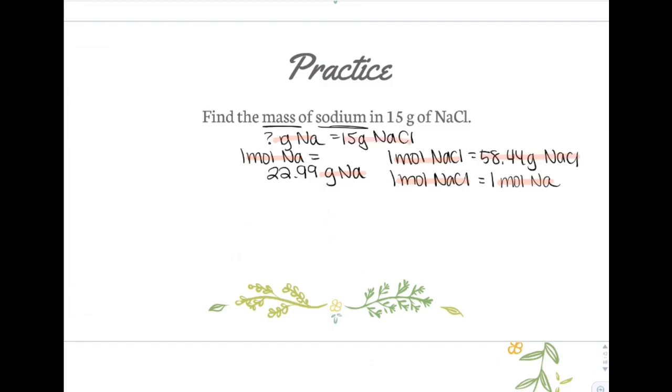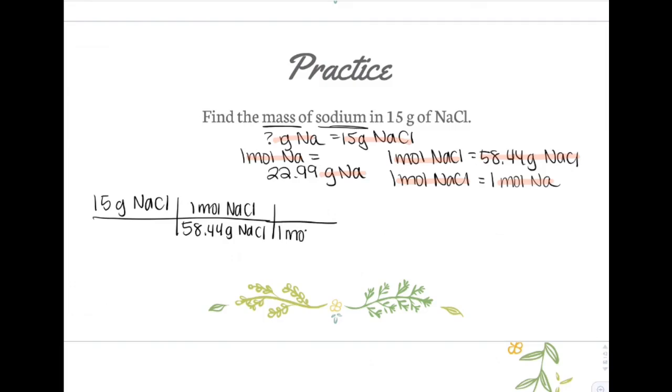And so let's set this up. Grams of sodium chloride. So the first thing we need to do is get rid of the grams by dividing by the molar mass. And that's equal to 1 mole. Then 1 mole of sodium chloride is equal to 1 mole of sodium. Now this isn't always going to be a 1-to-1 ratio, so make sure you're familiar with the concept.